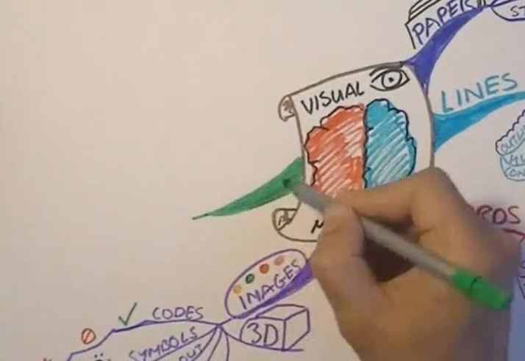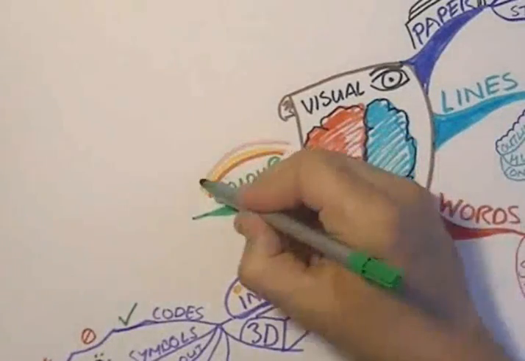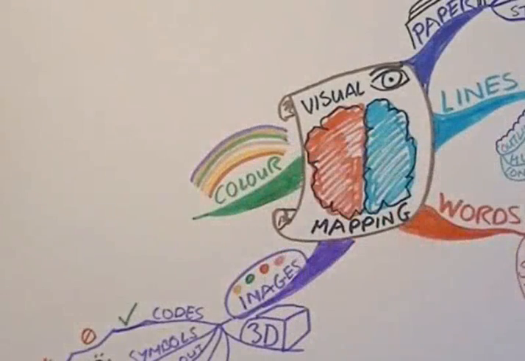which is all about the use of color. Color can really help to enrich your visual map. It can help to bring it to life, make it distinctive, and make it stand out. And it can be used in all sorts of different ways.